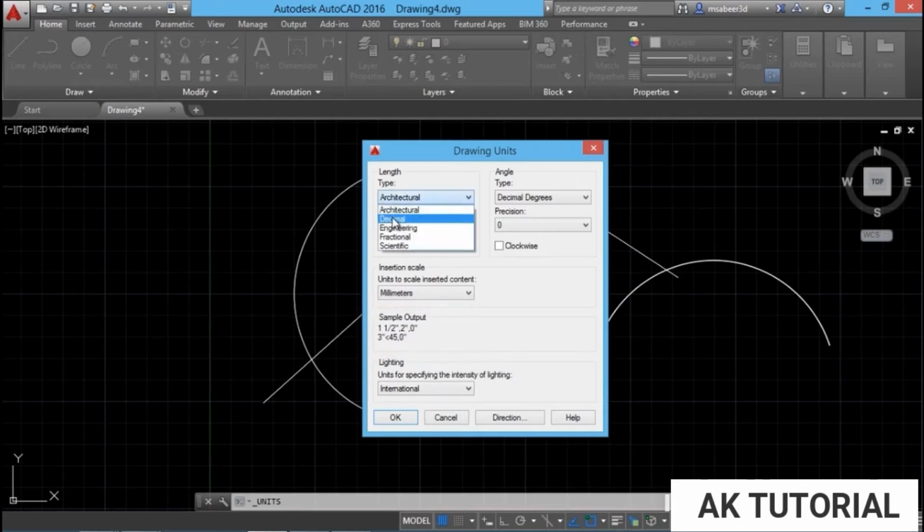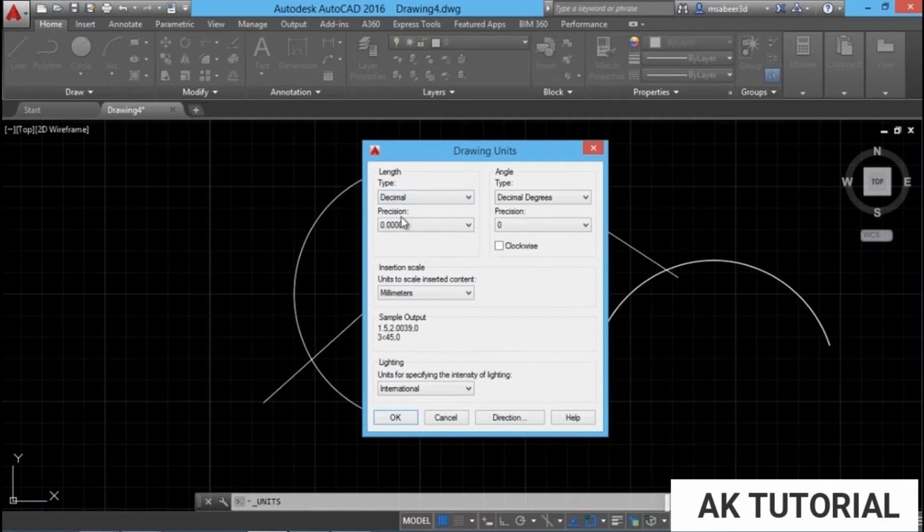And next is decimal. In decimal, the values which you enter will be represented in a decimal form. The next option is engineering. In engineering, you can have only inches. Fractional is basically used by cabinet makers, and here it is represented in inches but in a fractional form, as you can see in the sample output. And if you go for scientific, your units will be represented in the 10 to the power of e form. That means in the exponential form.